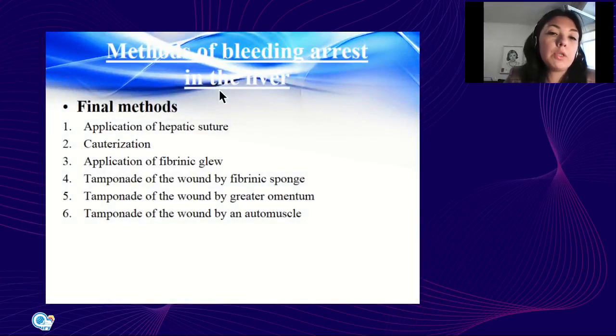Final methods of hemostasis in the liver include application of hepatic suture, cauterization, application of fibrin glue, tamponade of the wound by fibrin sponge, tamponade of the wound by greater omentum, and tamponade of the wound by a muscle. Actually, at the lecture on surgeries of the vessels, we were talking about final methods of hemostasis. Everything is clear for you, yes?